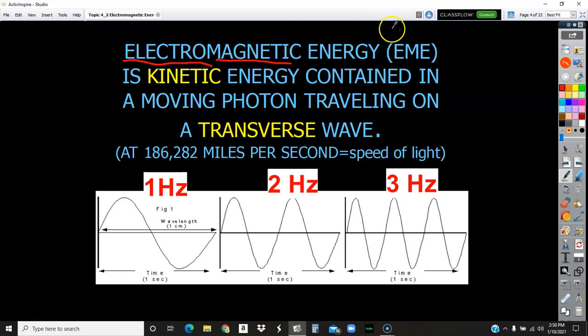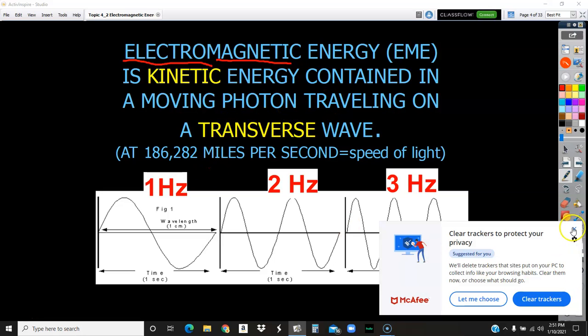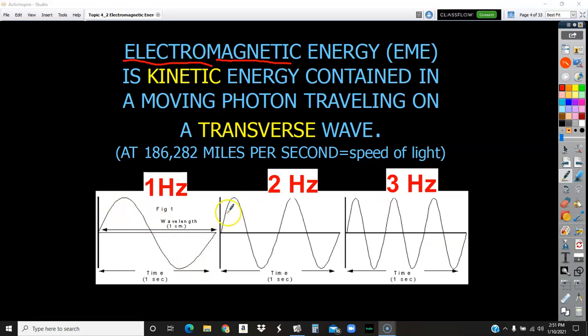So it says electromagnetic energy is kinetic energy contained in a moving photon, traveling in what's called a transverse wave. So what you're looking at down here below is a transverse wave. Looks like an ocean wave going up and down and up and down and up and down.